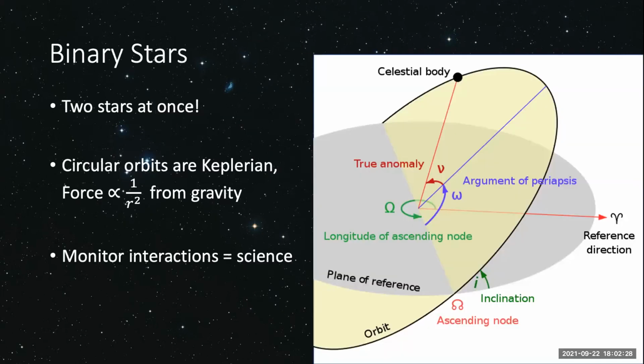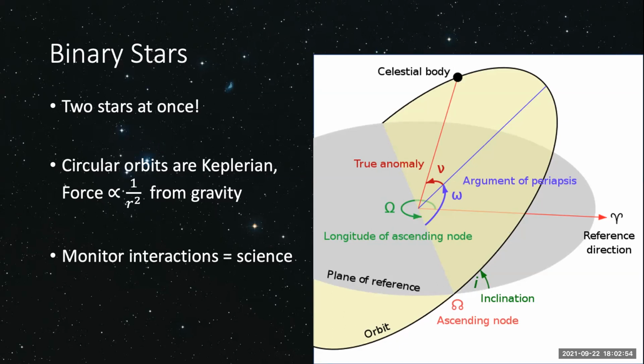Here we go. So a binary star system is two stars at once, kind of in the same place. They orbit each other just like the Earth orbits the sun. They share a common center of gravity. And ideally, in these systems, the orbits are perfectly circular. We call those Keplerian orbits. The forces are mainly from just gravity.